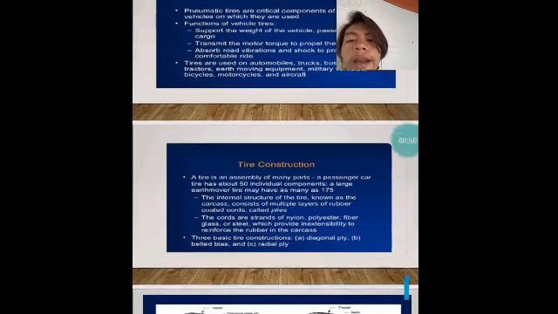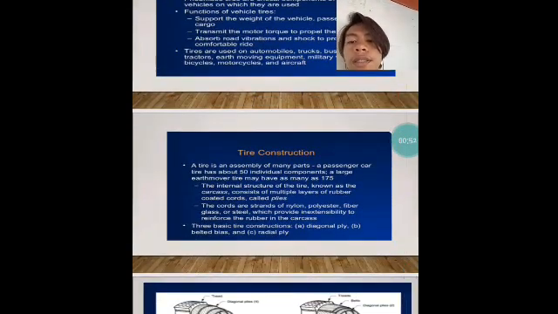So next is tire construction. A tire is an assembly of many parts. A passenger car tire has about 50 individual components. A large earth mover tire may have as many as 175. The internal structure of the tire, known as the carcass, consists of multiple layers of rubber-coated cords called plies.